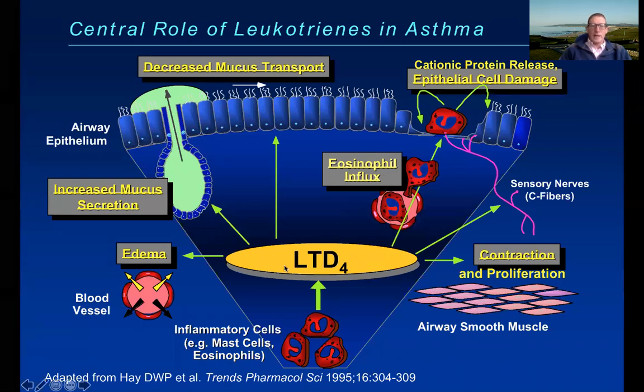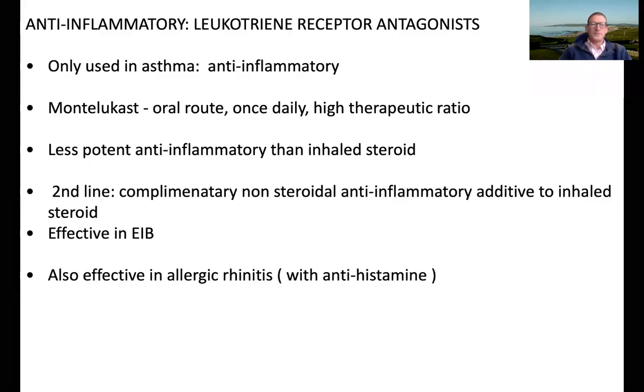Leukotriene D4 has many actions. It is chemotactic to eosinophils. It's produced from inflammatory cells like mast cells and eosinophils, and it then sucks the inflammatory cells back into the site. It sensitizes the smooth muscle, makes it constrict and proliferate. It causes leaky blood vessels to produce edema. It promotes mucus secretion and impairs mucociliary transport. So you can see these are all important pro-inflammatory mechanisms. So blocking leukotriene D4 should help your asthmatic inflammation.